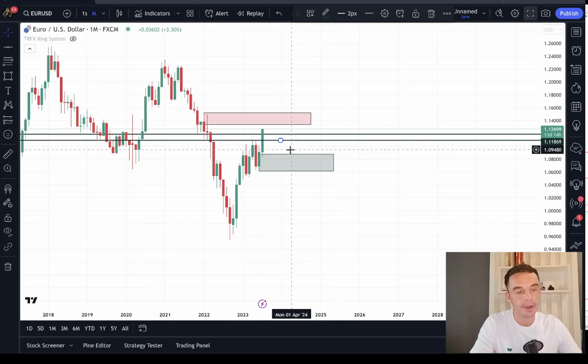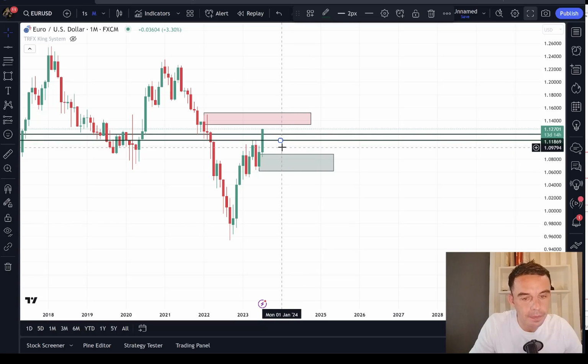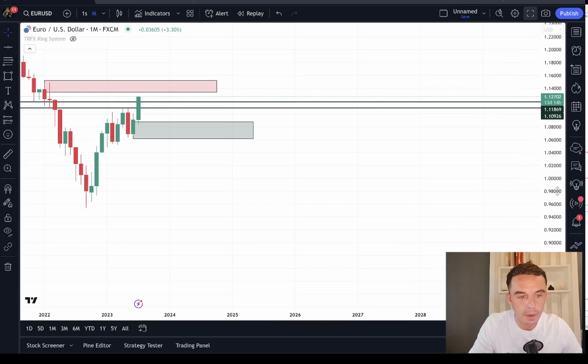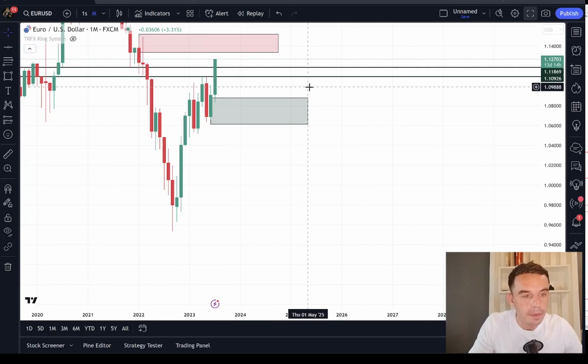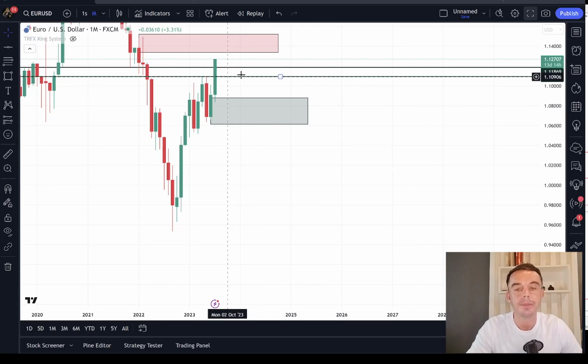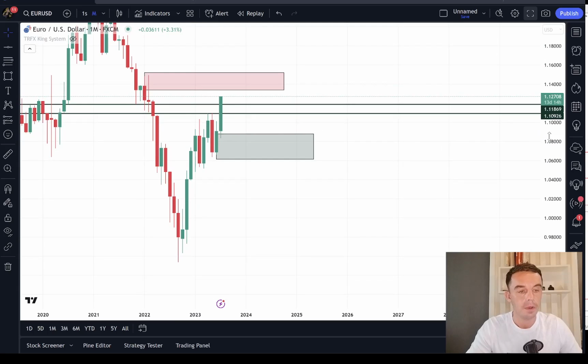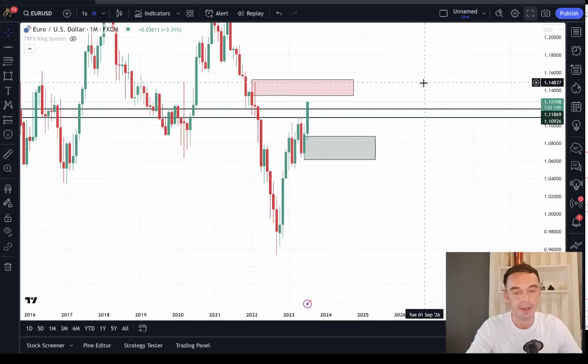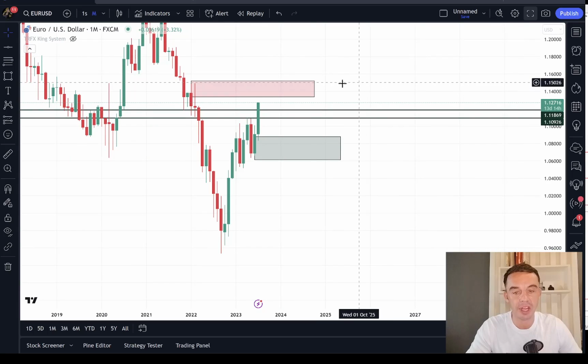This is at 110,800, and this would likely be a good area for buyers to wait for the pullback and then go back into the longer term trend. So those are the kinds of areas on the chart that we're looking at.